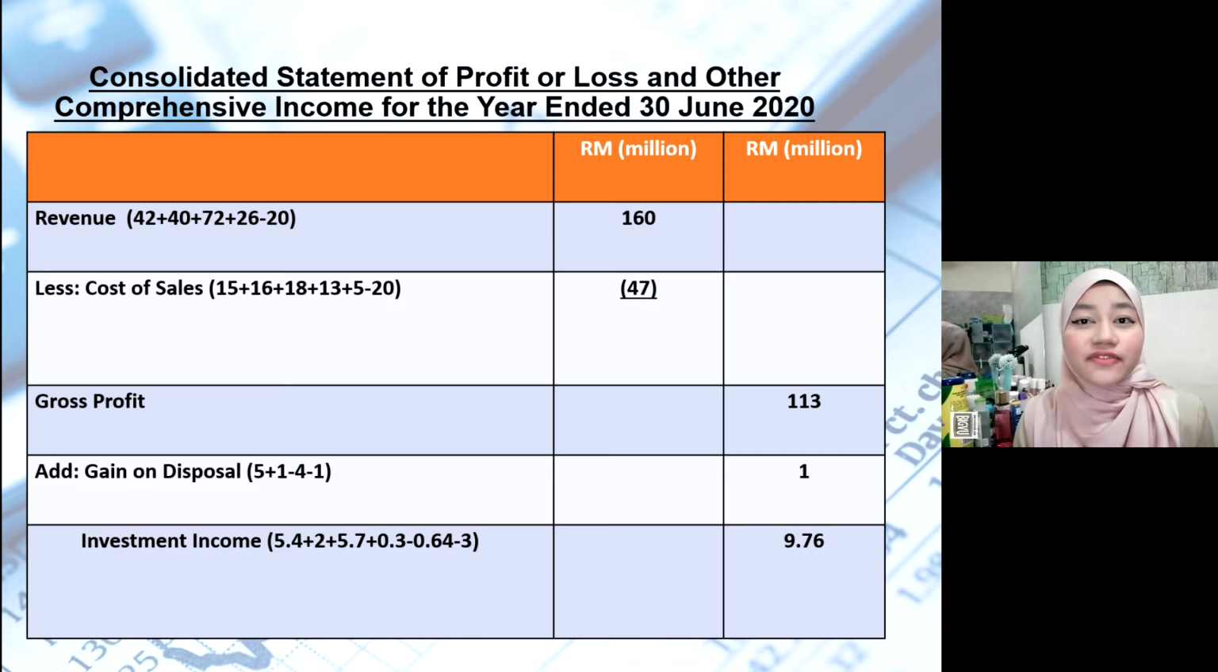Next, the total investment income we get from the amount of investment income for the parent and subsidiaries minus the dividend from the members of the group. For the parent company it is 5.4 million plus all the subsidiary investment income, which are 2 million, 5.7 million and 0.3 million. Then minus 0.64 million dividend for Klemak and 3 million dividend for Lendu. 9.76 million is the total investment income.